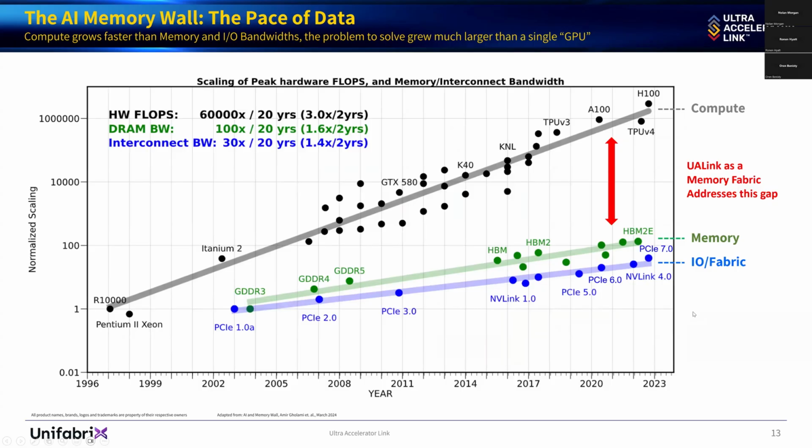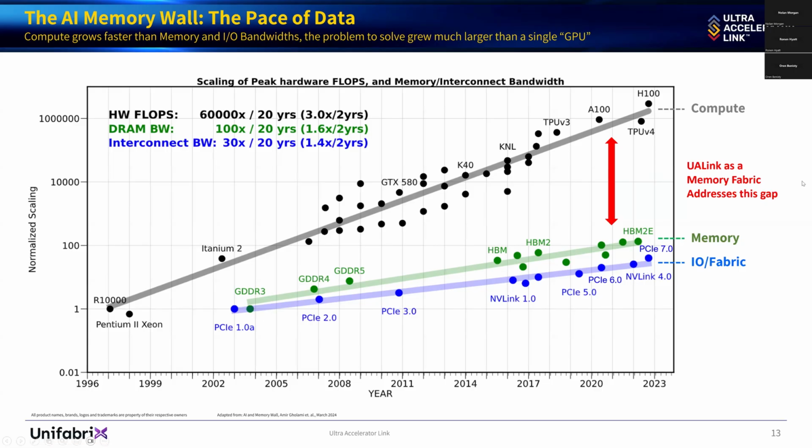So why is UALink important? I believe today everybody understands the term, the AI memory wall, and the pace of data, and the widening gap between compute, memory, and I/O fabrics. It's evident that compute grows much faster than the memory bandwidth provided by the memory components or memory systems, and the bandwidth provided by the I/O and the fabrics. This is one big problem that the whole AI community is dealing with.